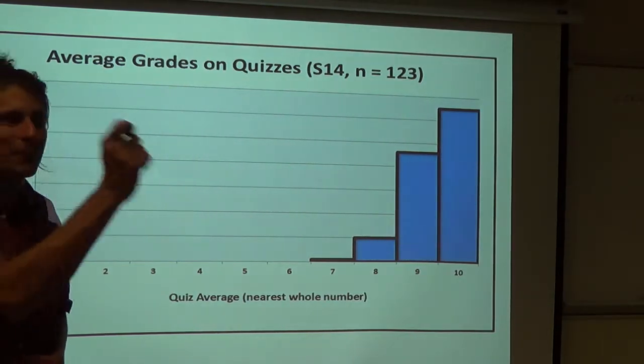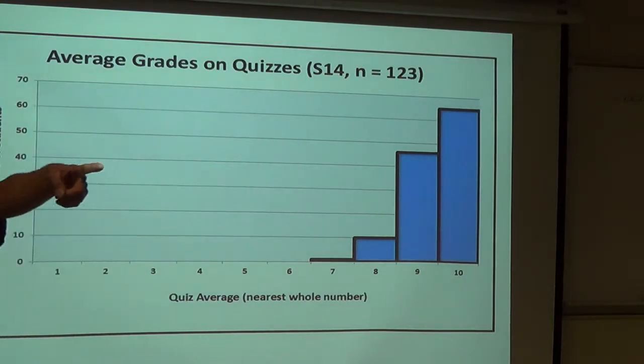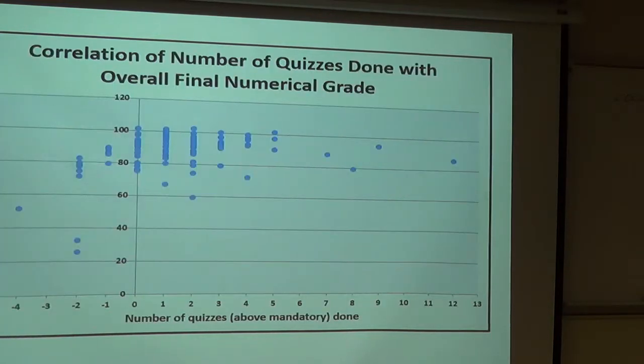But some students, they kind of act like extra credit. I haven't answered your question yet. And here's how they do. Same 123 students, a lot of dots on the screen here. This is a correlation, one of my favorite mathematical ideas.